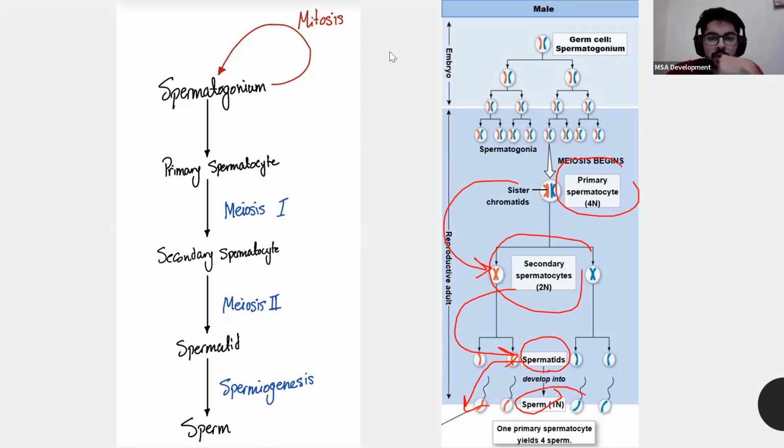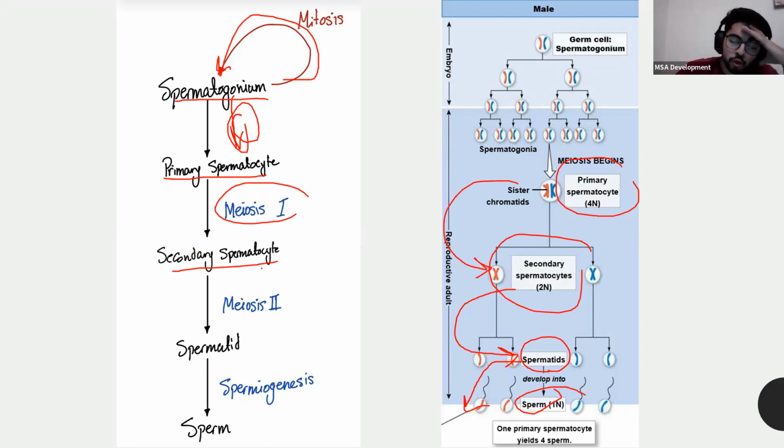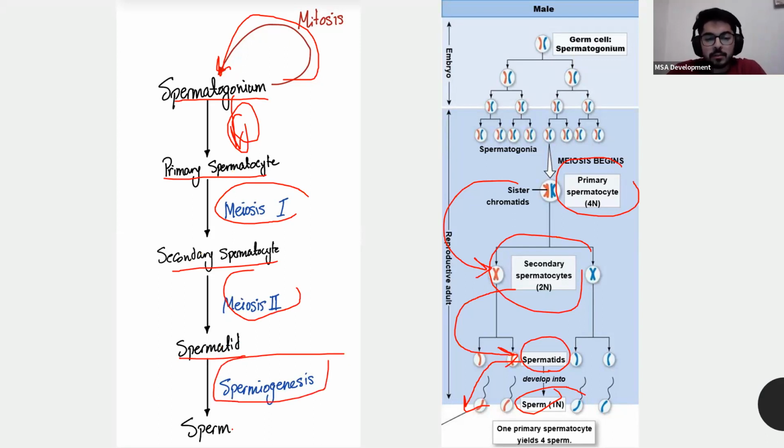This is a graph that I made by myself, just a very brief summary for spermatogenesis. Spermatogonium is going to undergo mitosis and produce even more spermatogonia, and then it is going to differentiate into primary spermatocyte, undergo meiosis 1, produce secondary spermatocyte, which is going to undergo meiosis 2 and produce spermatids. Okay, and then these spermatids are going to undergo spermiogenesis and become sperms.